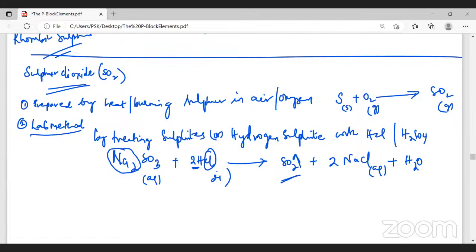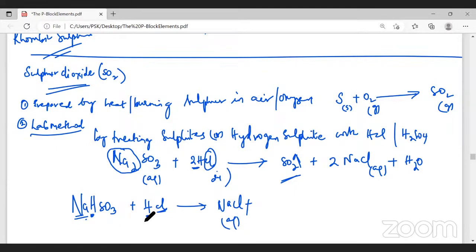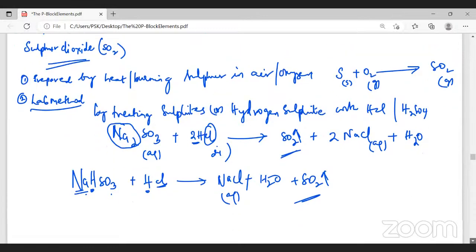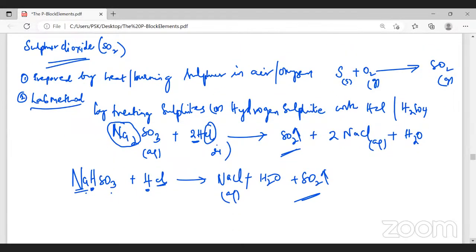So sulfite salts, when treated with dilute acids like HCl or sulfuric acid, give sulfur dioxide. Now, if you take sodium bisulfite, NaHSO3, and treat it with dilute acid, the Cl and Na get eliminated as NaCl, aqueous. With the hydrogen, one of the oxygens gets eliminated as water. What is left is sulfur dioxide. So sulfur dioxide can be prepared in the laboratory by treating sulfite or bisulfite salts with a dilute acid.